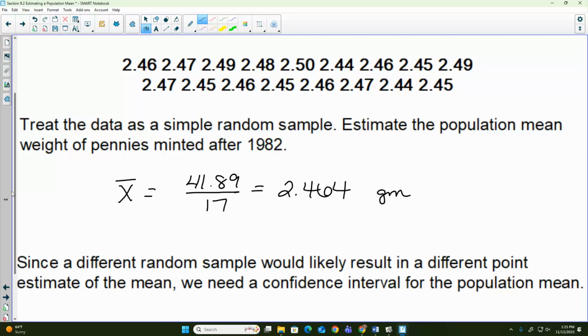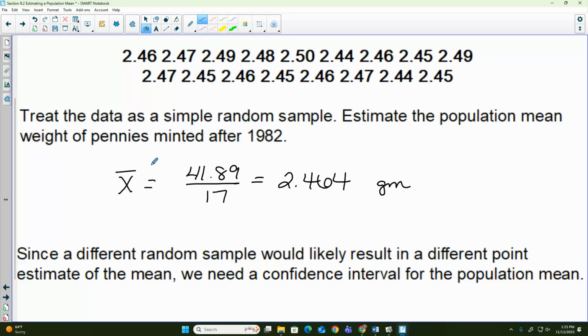So, if I had a different sample, would I get the same mean? No. So again, a different sample will give us a different mean. So if I want to be able to predict it, I need a confidence interval. I can't just say the mean will be this. I need to say the mean will fall between these numbers.